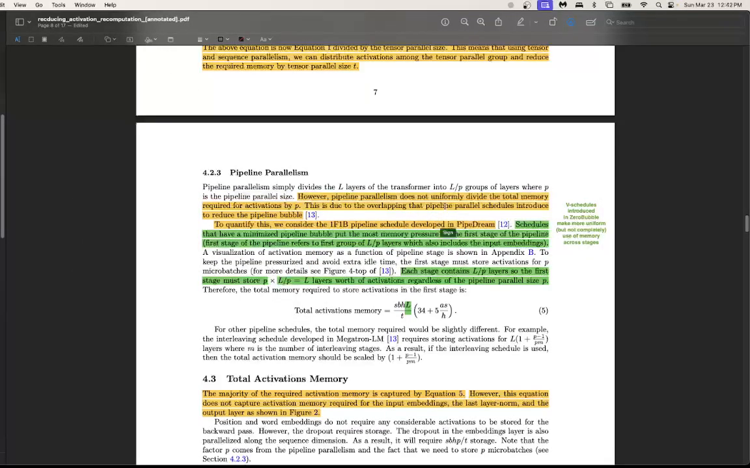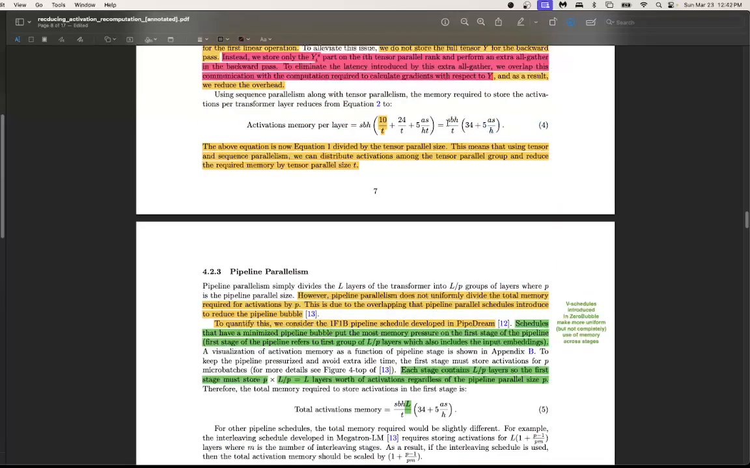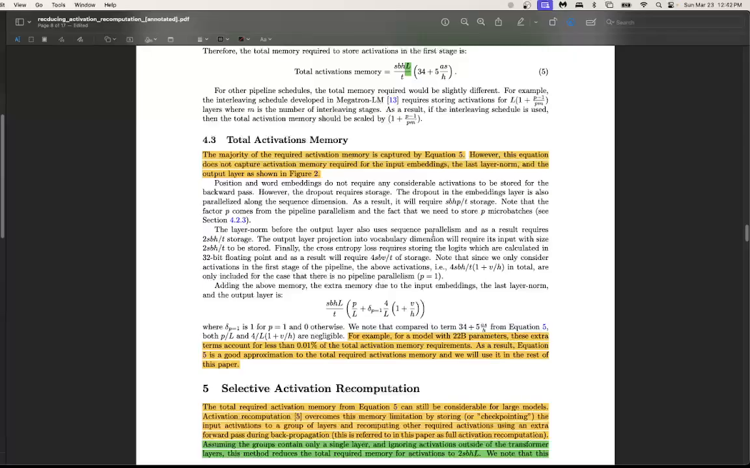But anyways, they just say, for each stage, it contains L over P layers, where P is the number of microbatches. So the first stage must store P times L over P, so basically L layers worth of activations regardless of the pipeline parallel size. So they introduce this L term to our previous formula that we have up here, if we're combining with pipeline parallelism, which they are. Cool.